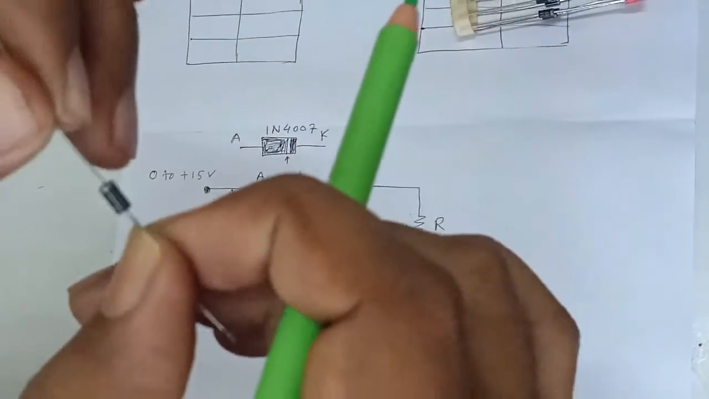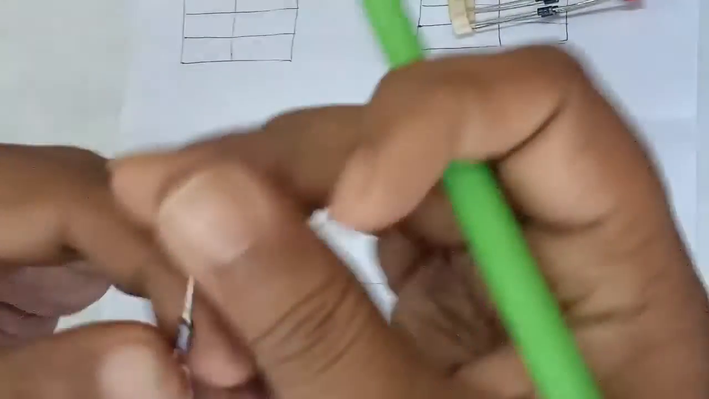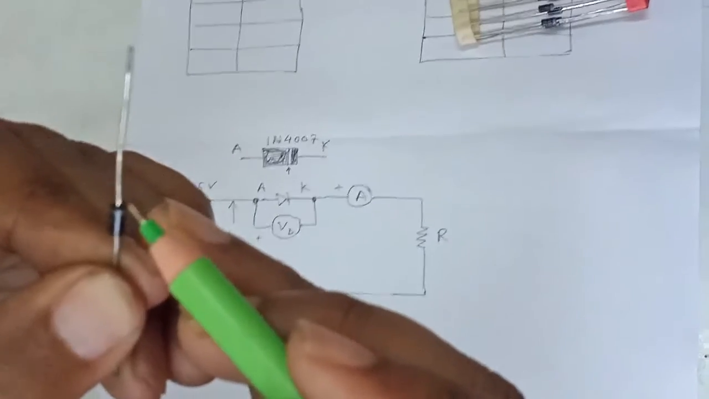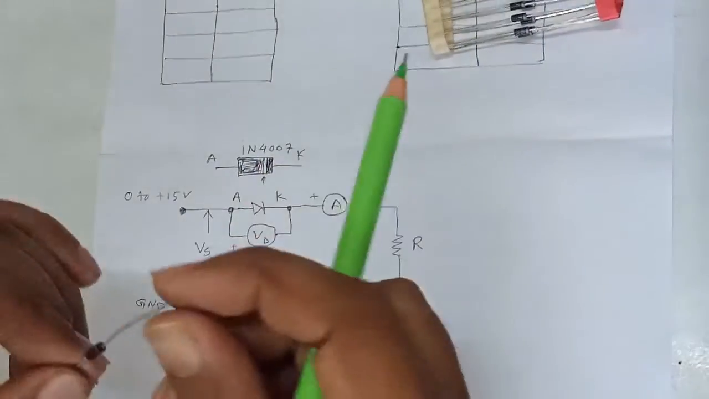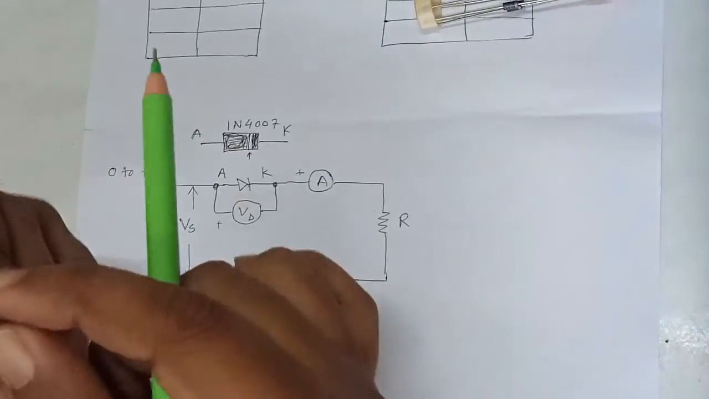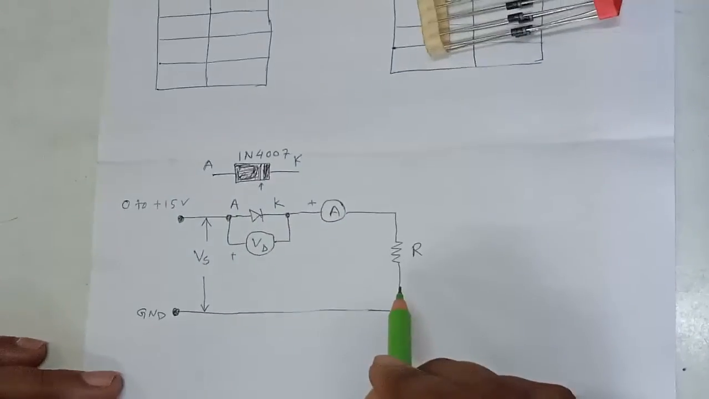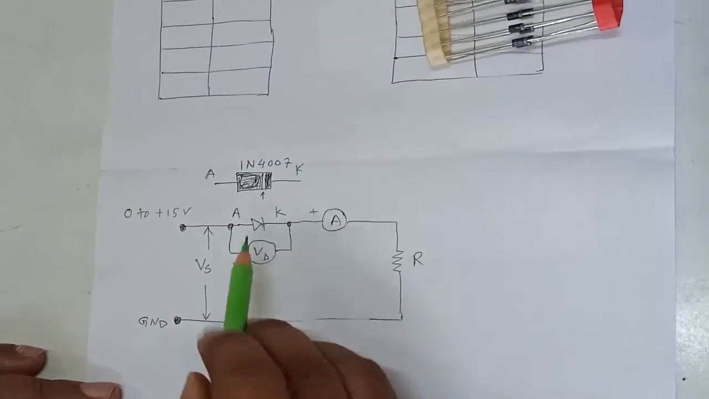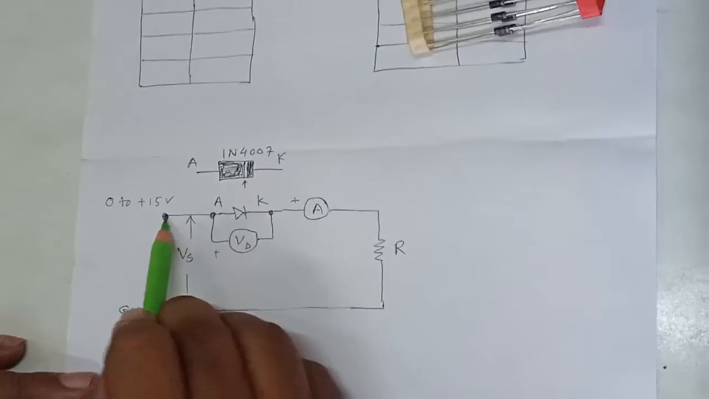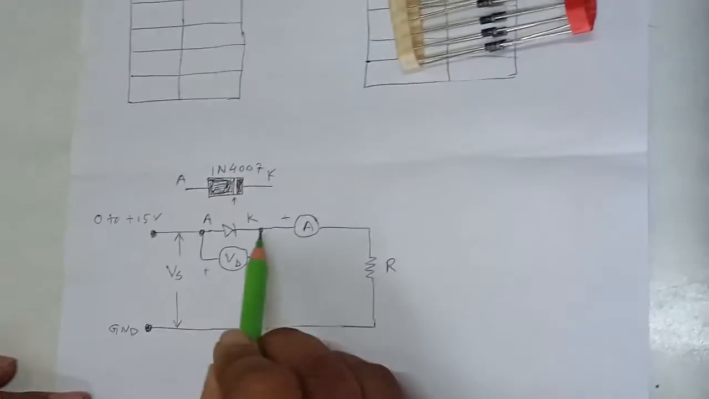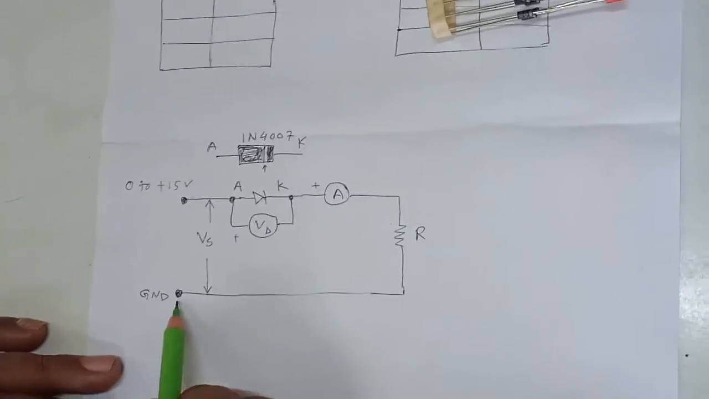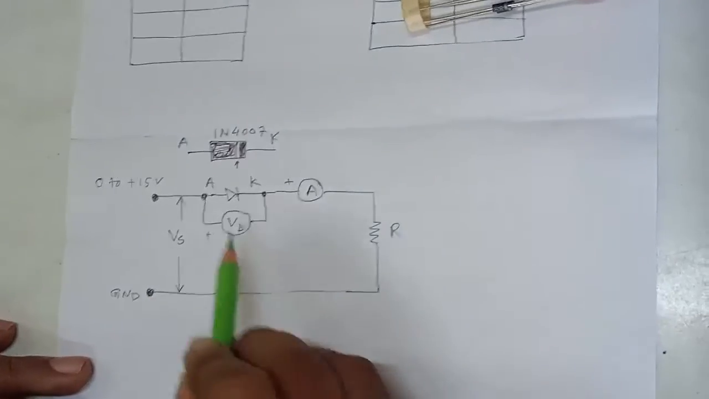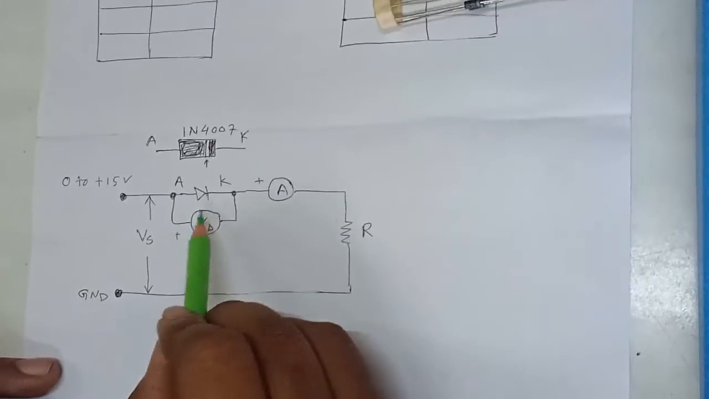It is written in its body. Silver band side is cathode, and this side is anode. This circuit is in forward bias condition because anode is connected with positive terminal and cathode side is connected with ground. So this diode is now in forward bias condition.